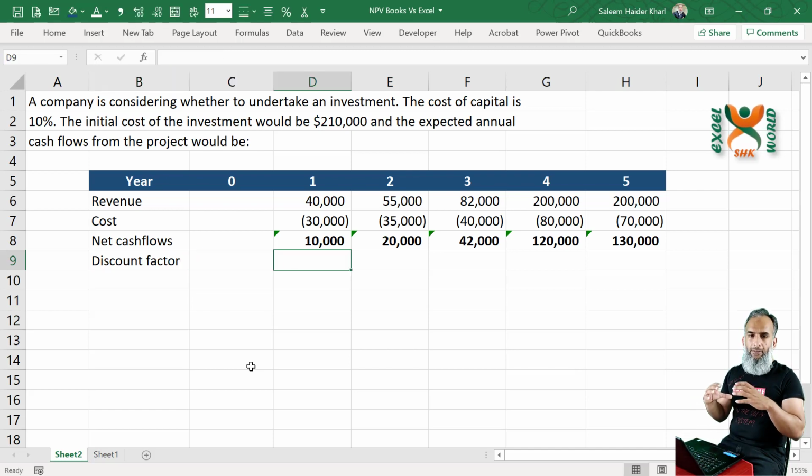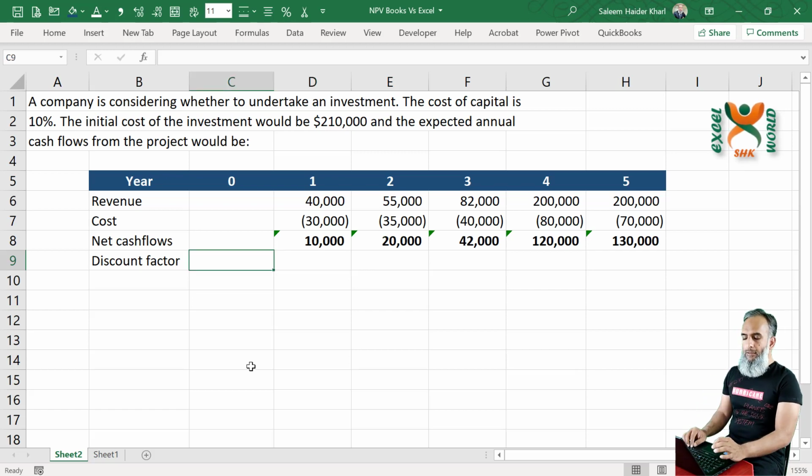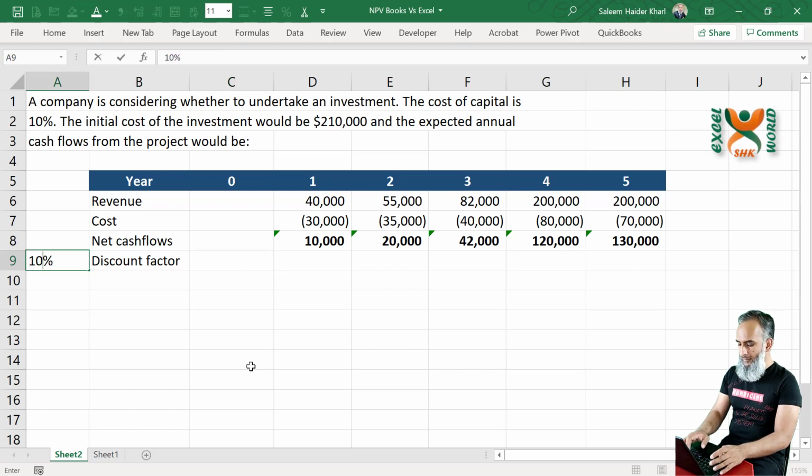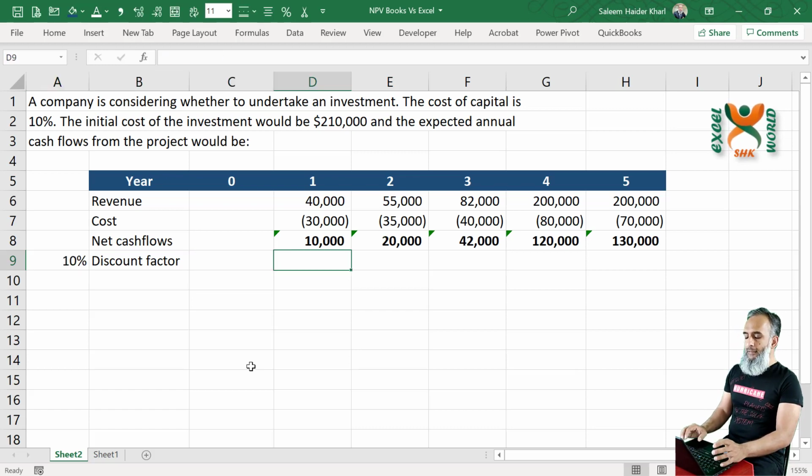and in the same scenario, like we divided the first year cash flows by 1 plus the cost of capital, we are going to do the same for each of the years. But since those cash flows are for future years, those will have an exponential value as well. So the first year also had an exponential value of 1. So let us write the cost of capital here. And this is how it is done in books, in papers, because we do not have Excel there.